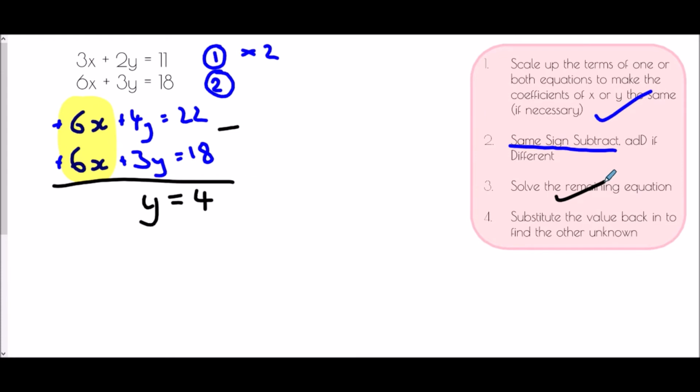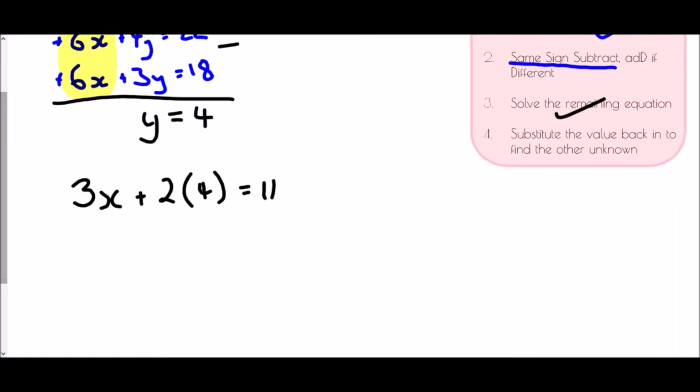Then we want to substitute that value back into one of the equations, and we can choose any of the equations. We can choose 1, 2, or the one that we created, number 3. But let's just go with the first one as it's got all of the smaller values in it. So that's 3x plus 2 lots of 4 equals 11. So 3x plus 8 equals 11.